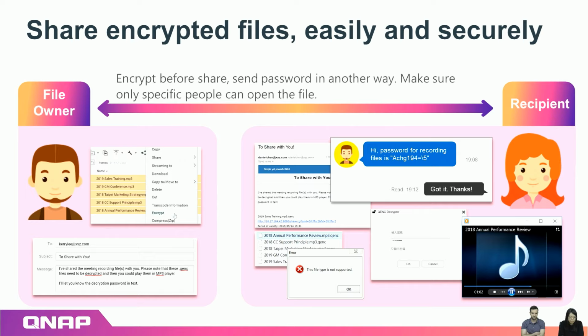When you need to share a confidential file with a specific person, you can encrypt the file into a QENC file on QTS first, and then email the share link to that recipient. Then you can use another contact method such as Messenger, Skype, WhatsApp, or others to provide the password to that recipient, so that only the specific recipient who has the password can open the files. Others who don't have the password will only see a bunch of meaningless, useless files.